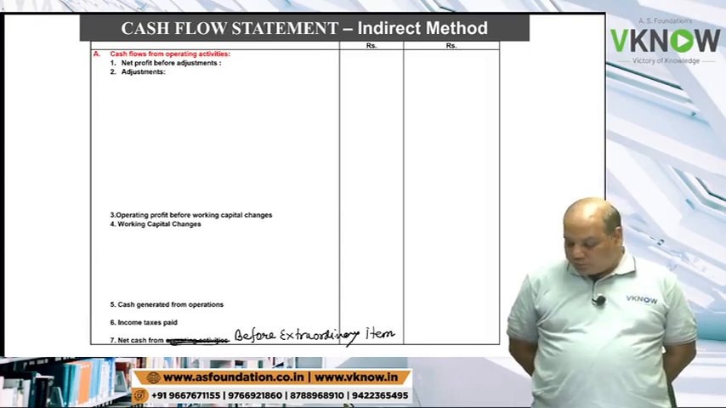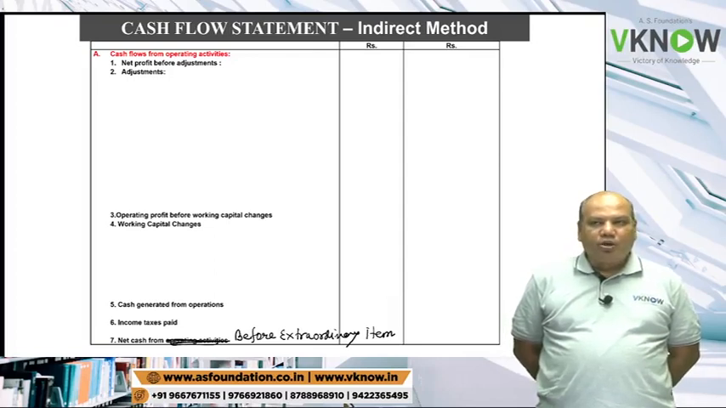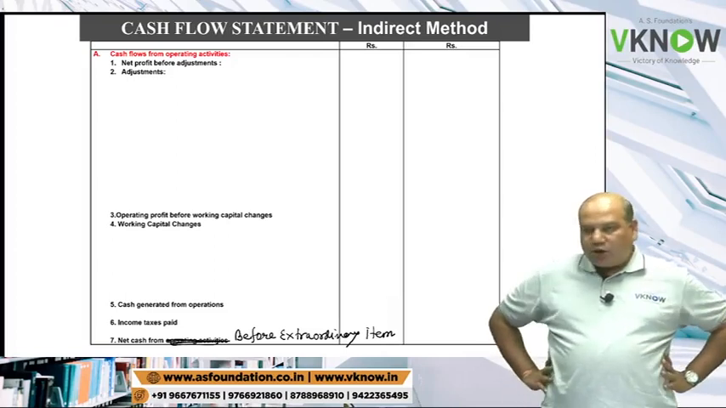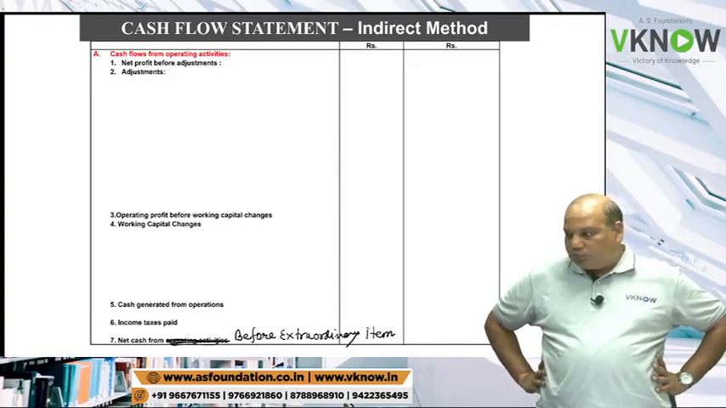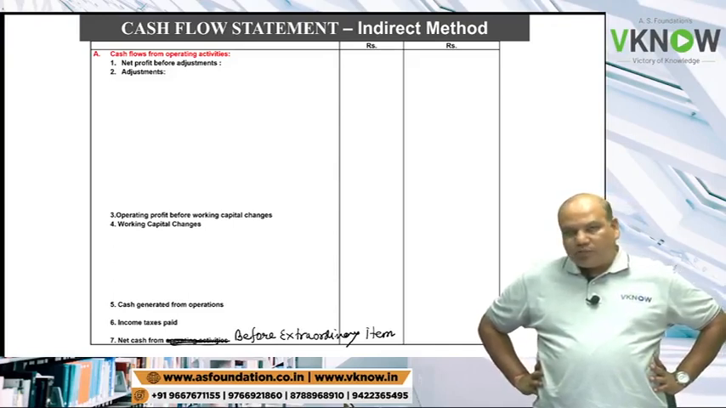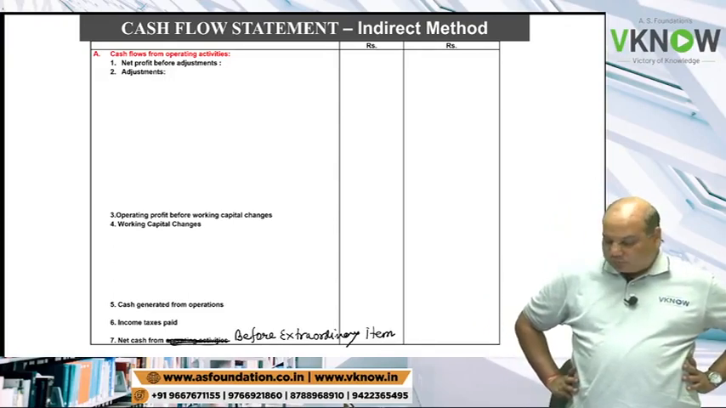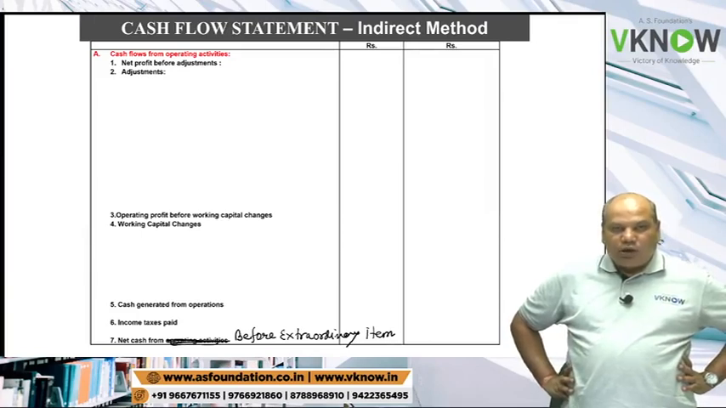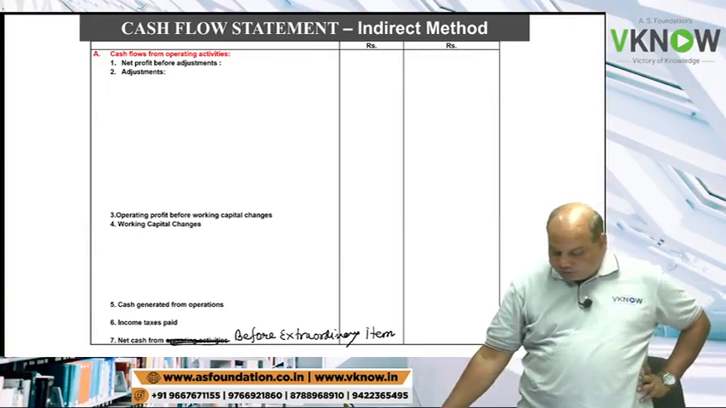Then you write down point number A, cash flow from operating activities. Under that write 1, net profit before adjustment. One line blank. Point number 2, adjustments.